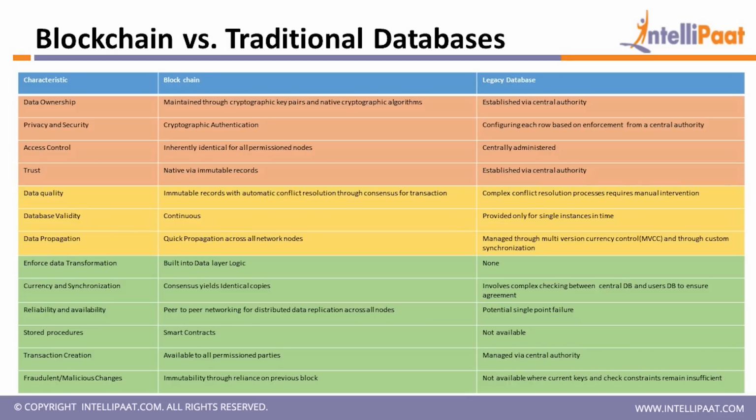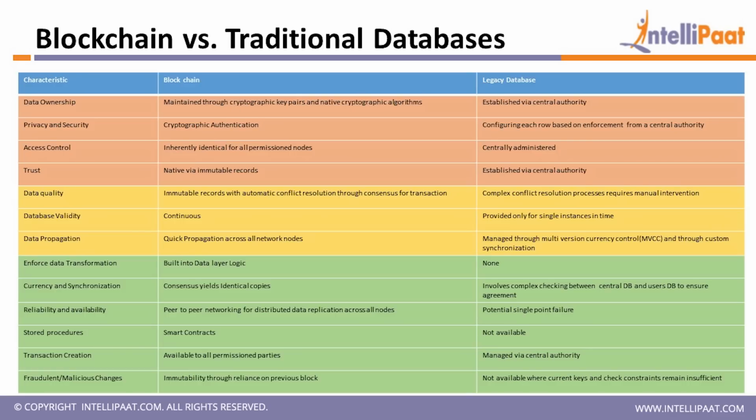Because peers and nodes are connected in network form, reliability and availability are already maintained through replication between all ledgers at the same time of new block generation. In legacy databases, there is always a chance of a single point of failure, and availability is again always a question. Stored procedures are smart contracts, which are not available in a database.